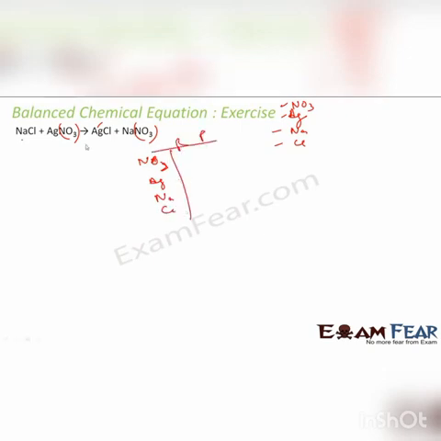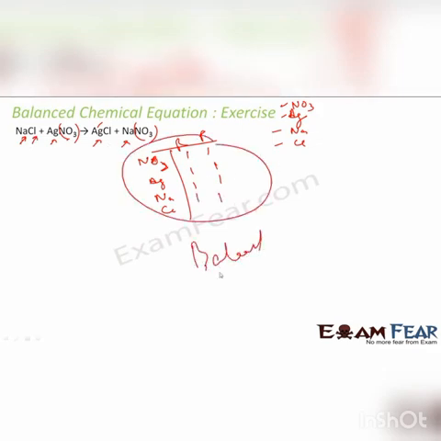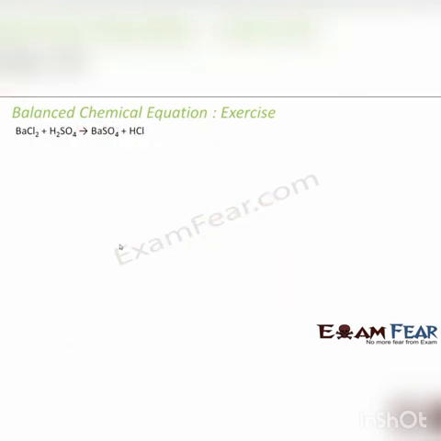We have reactant and product, right? So NO3, how many NO3 here? 1. How many here? 1. Balanced. Ag, how many Ag in reactant? 1. In product 1. Sodium, how many sodium in reactant? 1. In product 1. Cl, how many Cl in reactant? 1. Product 1. You see it is balanced. It is already balanced, so there is no need to balance. This equation is already a balanced equation. We don't do anything. Let's take one more example.